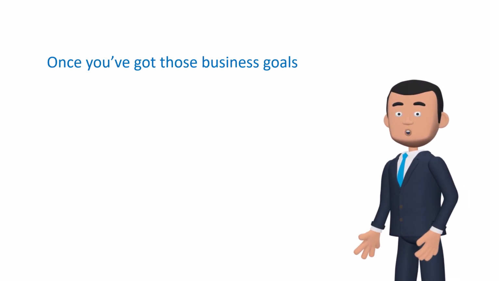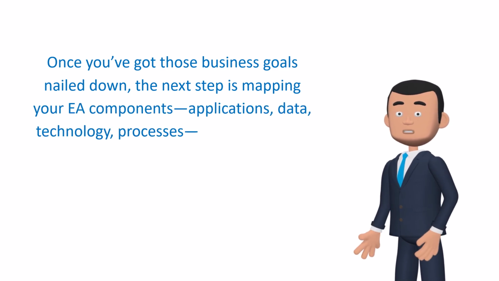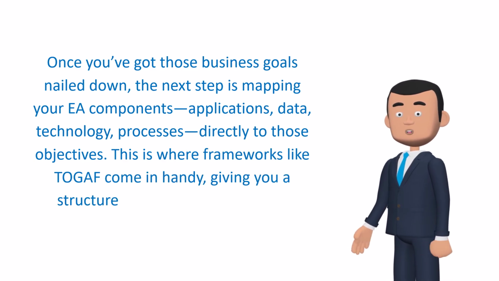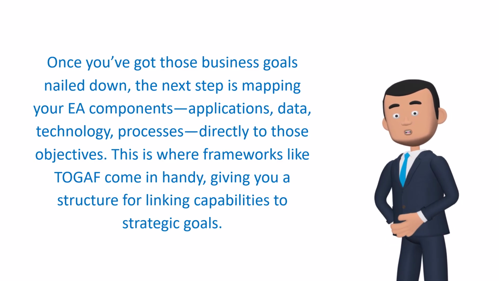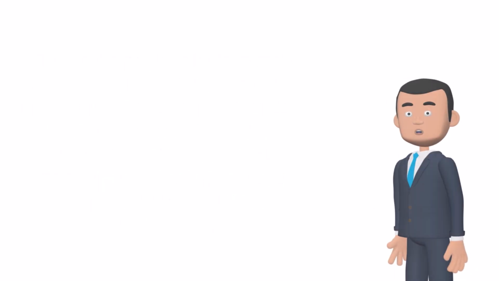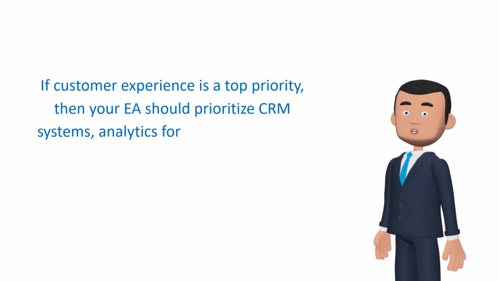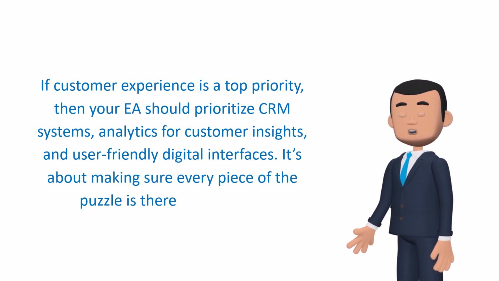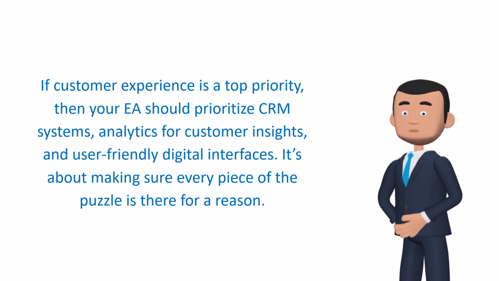Once you've got those business goals nailed down, the next step is mapping your EA components, applications, data, technology, processes, directly to those objectives. This is where frameworks like TOGAF come in handy, giving you a structure for linking capabilities to strategic goals. If customer experience is a top priority, then your EA should prioritize CRM systems, analytics for customer insights, and user-friendly digital interfaces. It's about making sure every piece of the puzzle is there for a reason.